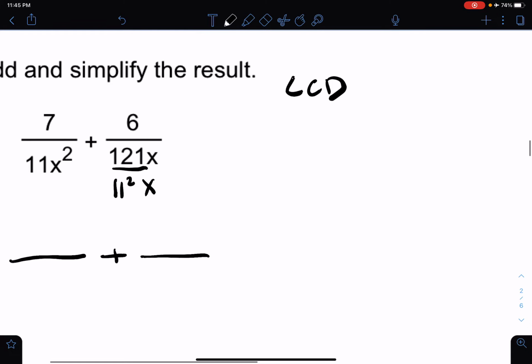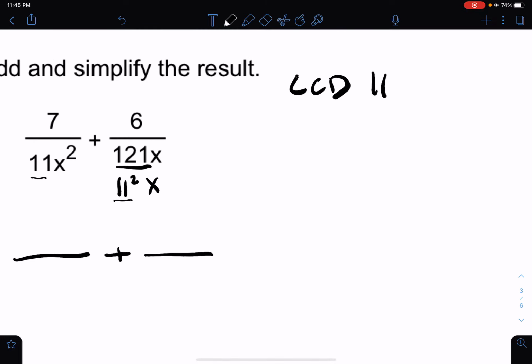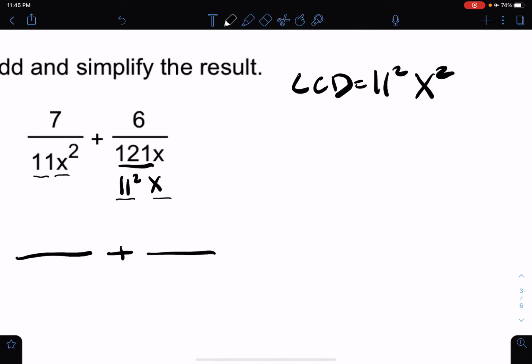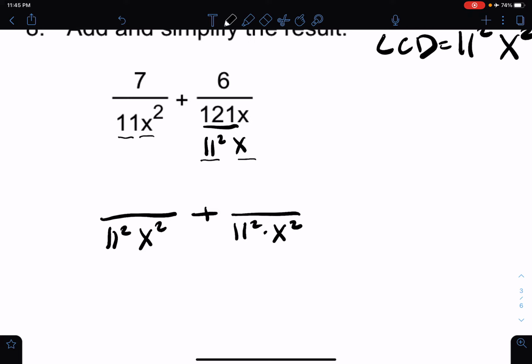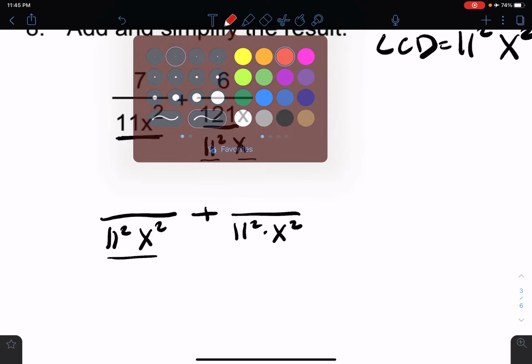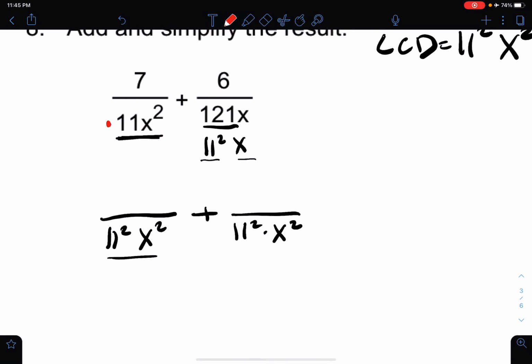So what is the LCD? I see 11, and over here I see 11 squared. So the higher power, 11 squared, must go in. I see x squared and x to the first. The higher power, x squared, goes in. Our LCD is 11 squared x squared. So what factor is missing when I'm looking at this factor to bring it down to my LCD? The factor that's missing is one of the 11s. So I must multiply the denominator by 11 to make this denominator equal to this denominator.